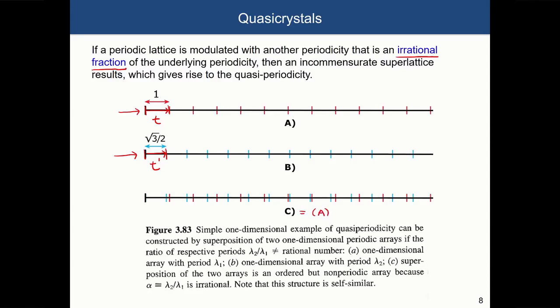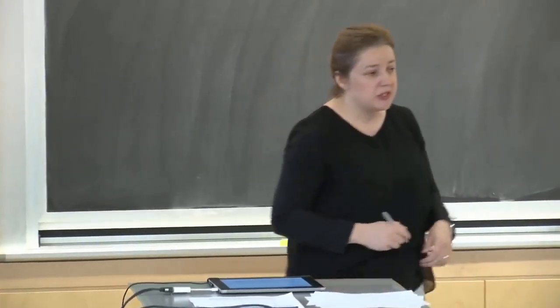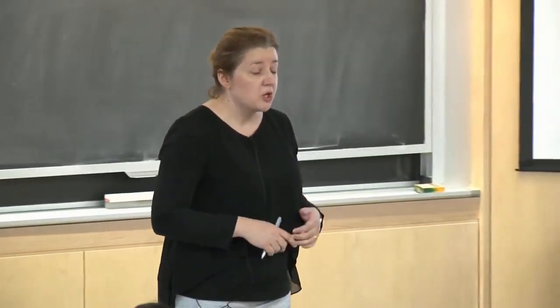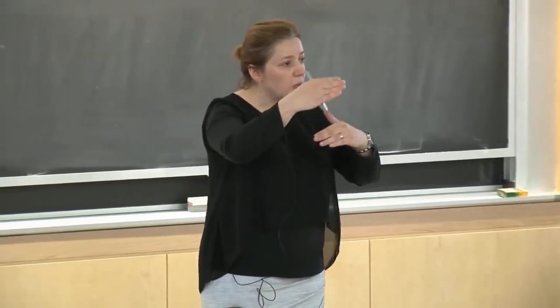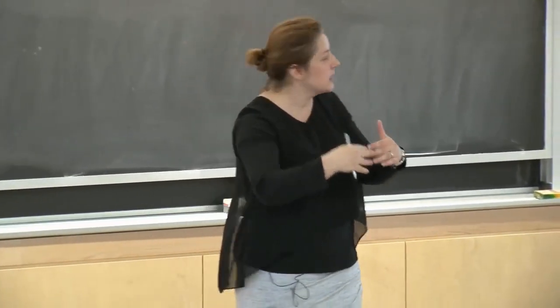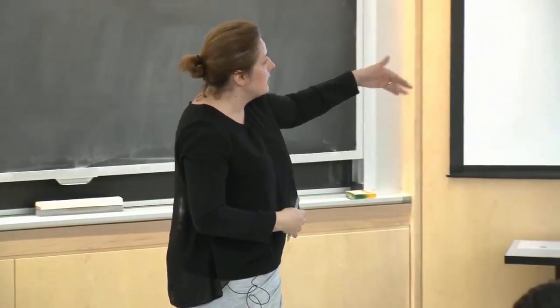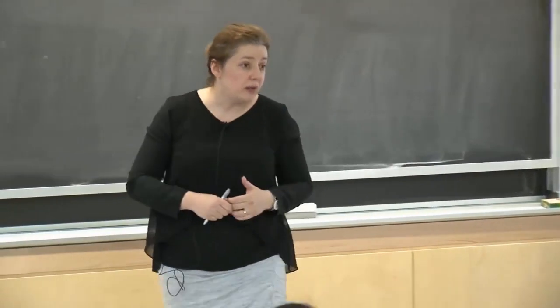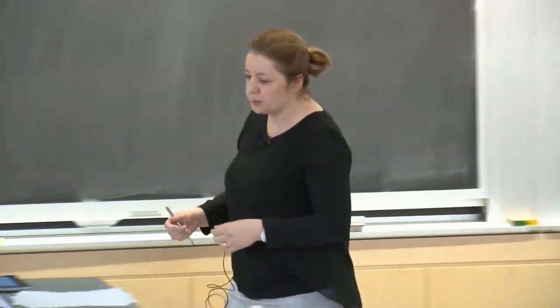And I will end up in a situation where there is so-called self-similarity. In other words, I can look at this particular feature, and it will be self-similar to the feature next to it. And if I go further away, this feature will be self-similar to this one, etc. So there is this self-similarity, but there is no long-range translational order. So if you combine two traditional lattices, and the ratio between their basis vectors is an irrational fraction, you will end up with a quasi-crystalline structure.